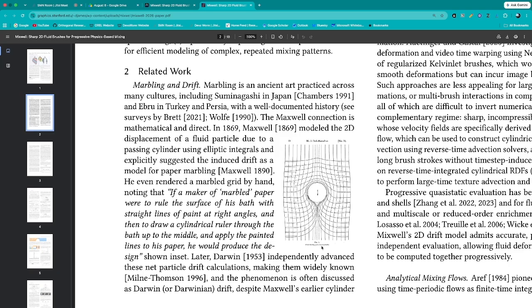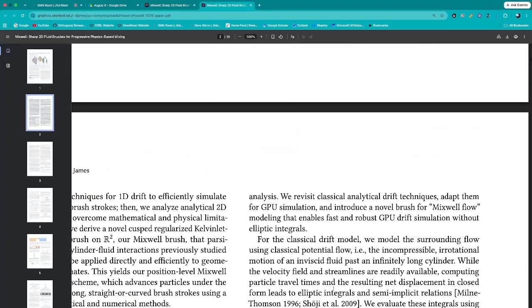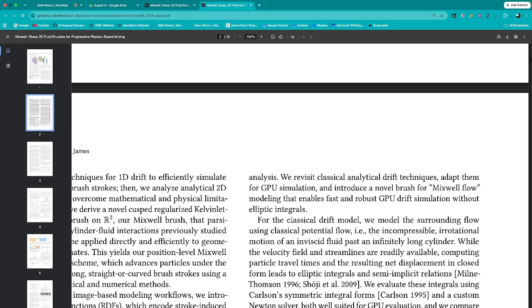Later, Darwin, not Charles Darwin, independently advanced these net particle drift calculations, making them widely known. And the phenomenon is often discussed as Darwin or Darwinian drift, despite Maxwell's earlier cylinder analysis. We revisit classical analytical drift techniques, adapt them for GPU simulation, and introduce a novel brush for Maxwell flow modeling that enables fast and robust GPU drift simulation without elliptic integrals.